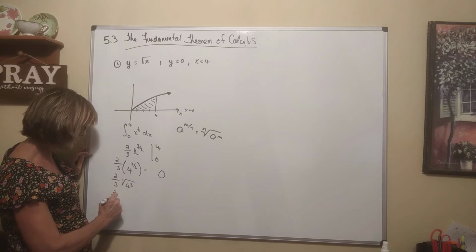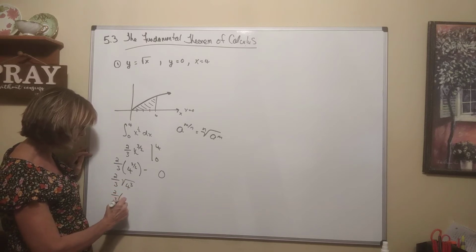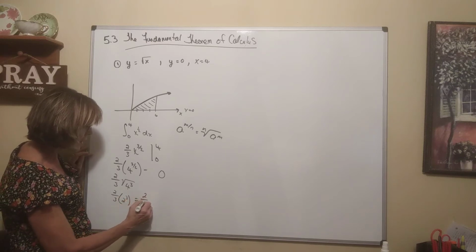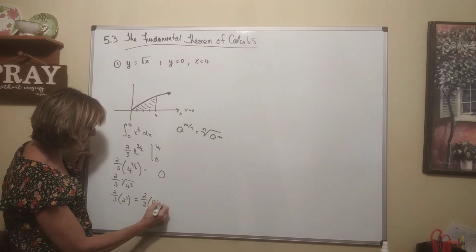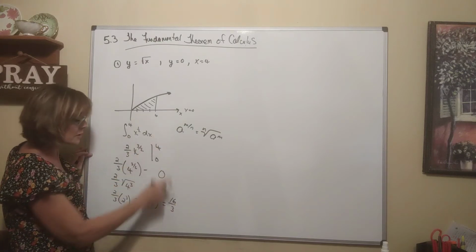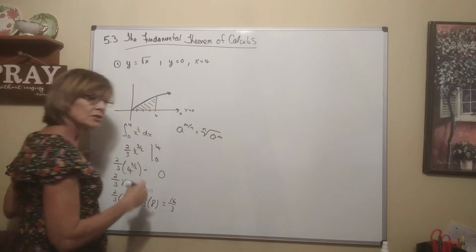So this is 2/3. The square root of 4 is 2, and then I'm going to cube it. So 2 cubed is 8. This is 2 over 3 times 8. This is going to be 16 over 3. That's the area under this curve between 0 and 4. Let's do number 2.